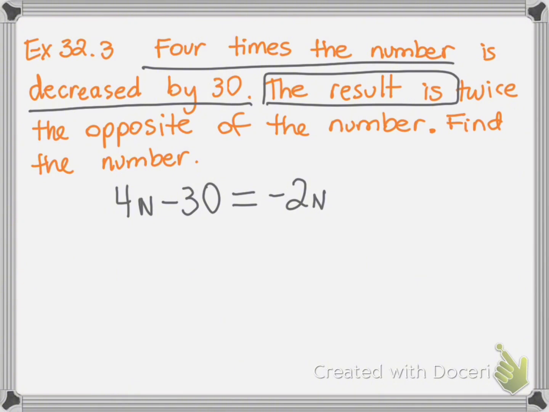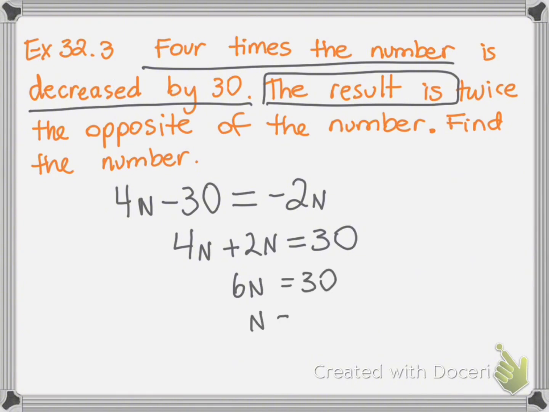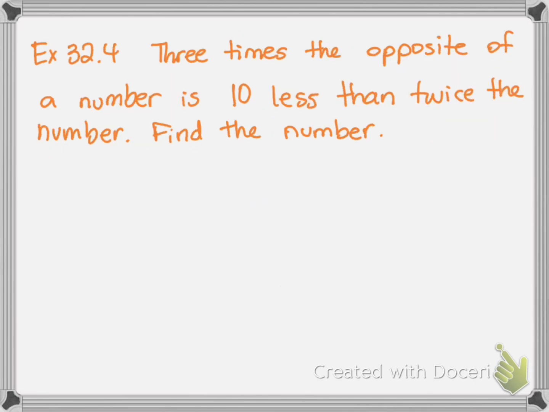So we have to solve this equation. So 4n plus 2n, if I pass that negative 2n to add, equals positive 30. So 6n equals 30, and n equals 5. And that's the number. Let's look at this one.